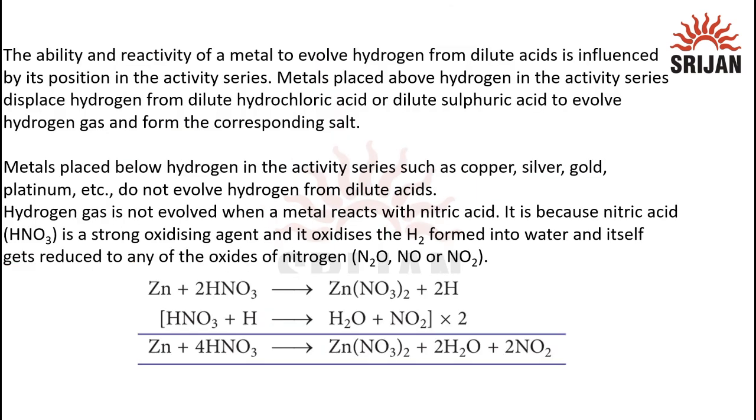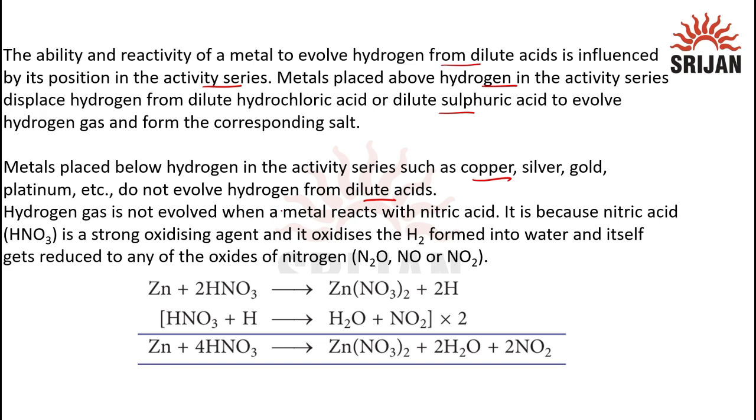Moving ahead, the ability and reactivity of a metal to evolve hydrogen gas from dilute acids is influenced by its position in the reactivity series. A metal placed above hydrogen in the reactivity series displaces hydrogen from dilute hydrochloric acid or dilute sulfuric acid to evolve hydrogen gas and form the corresponding salt. Now metals placed below hydrogen in the reactivity series, such as copper, which showed no reaction in the previous activity, and silver, gold, and platinum, do not evolve hydrogen gas from dilute acids.